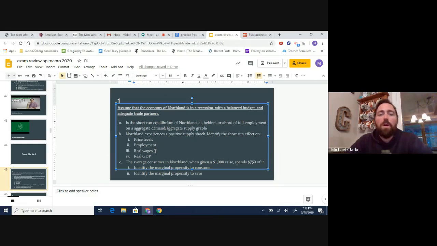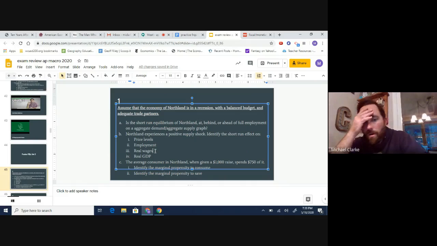And then the last one, real wages. Remember, real takes out what? It takes out inflation. So if price levels are falling due to the rightward shift in supply, that means real wages are going up. When inflation is going down, whatever real is goes up.